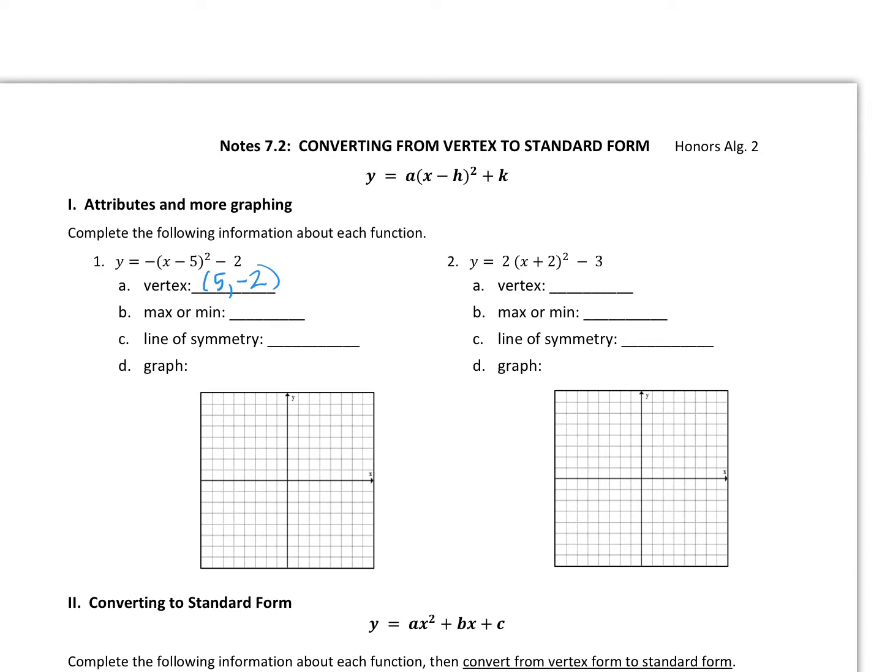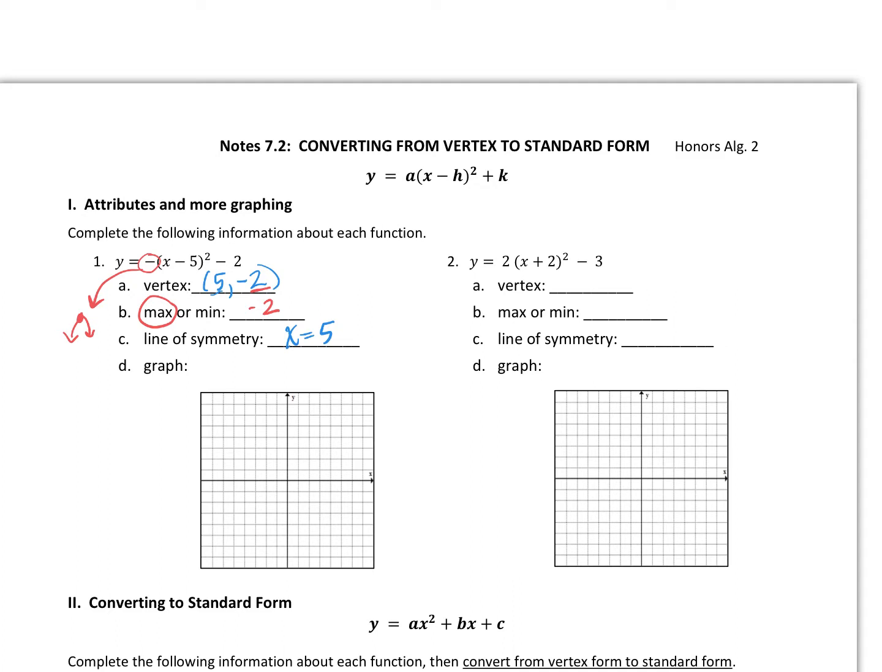Now, for max or min, what I want to do is look at that lead value right here. It's negative, which means it's going to turn it upside down, which means it has a maximum. And I can find that maximum because it's at the vertex. So it's the y value of my vertex. So my maximum is negative 2. Line of symmetry comes straight from the x value of my vertex. It's x equals 5.